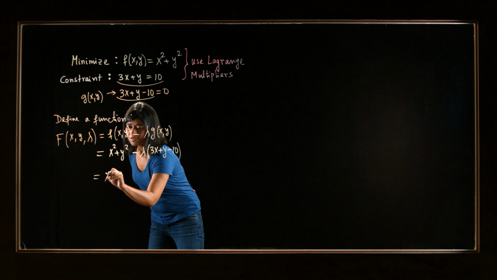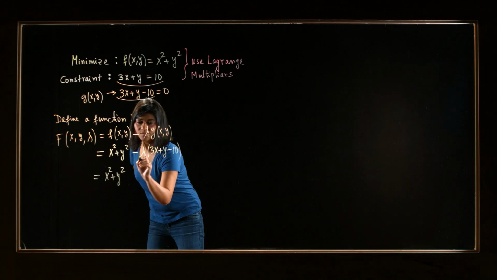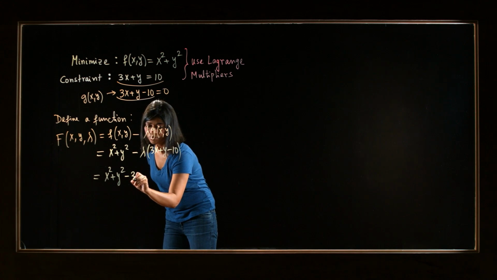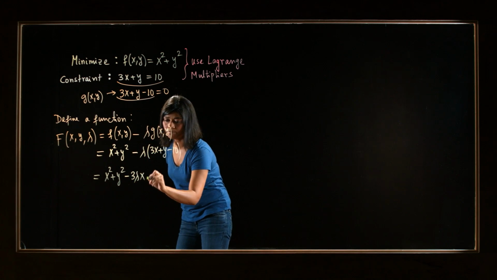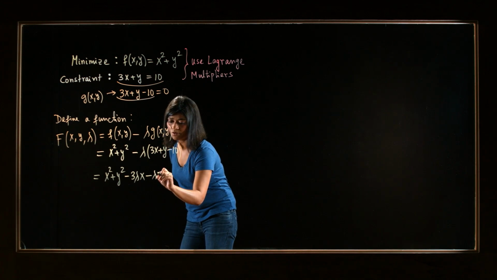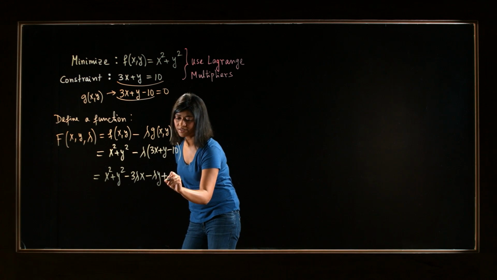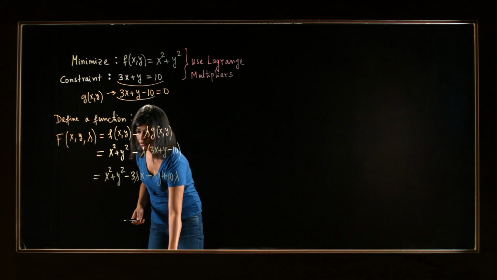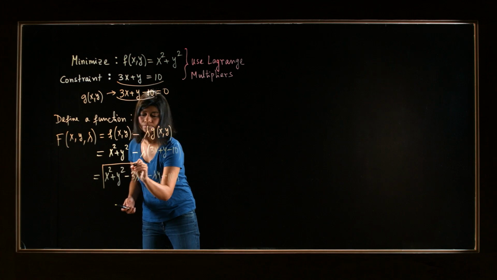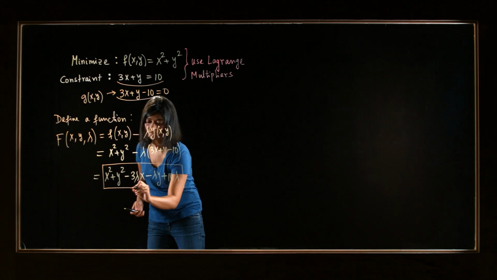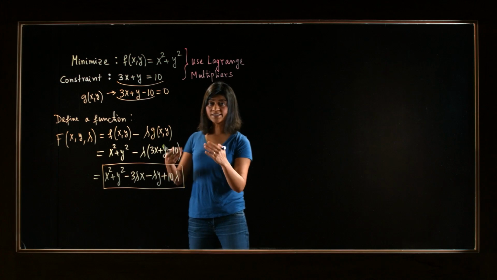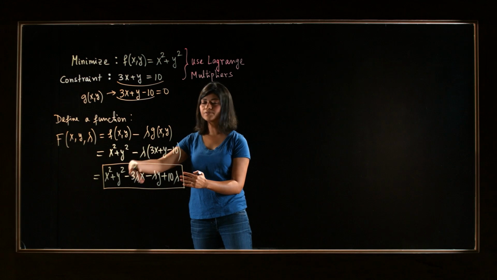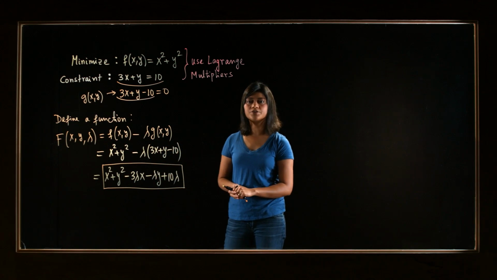Let's simplify it and expand the second term. So we get negative 3 lambda x, negative lambda y, and positive 10 lambda. So this is the expression for our new function. In the next step, we compute the first partial derivatives of F, so that we can figure out the critical numbers.